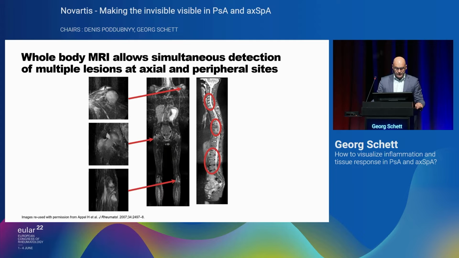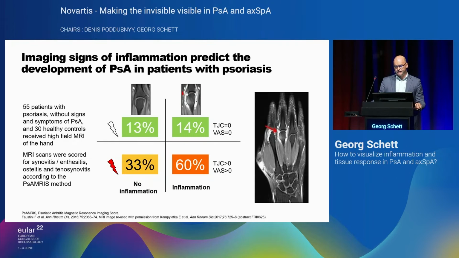MRI, this is from the Berlin group, is also sometimes very helpful to look at the global picture of inflammation and show that there's a composite of axial and peripheral disease. As you see here, there is inflammation in the spine. At the same time, there is enthesitis at the shoulder, the trochanter, and the knee. So whole body MRI gives a comprehensive picture of inflammation, but that's reserved to specific centers. MRI and ultrasound allow us to define a group of psoriasis patients with high risk to develop PsA, as you see here.